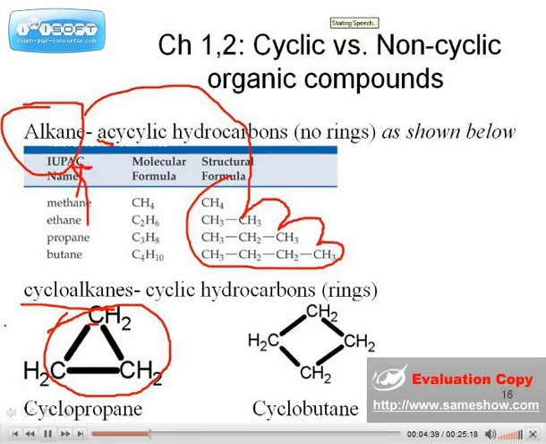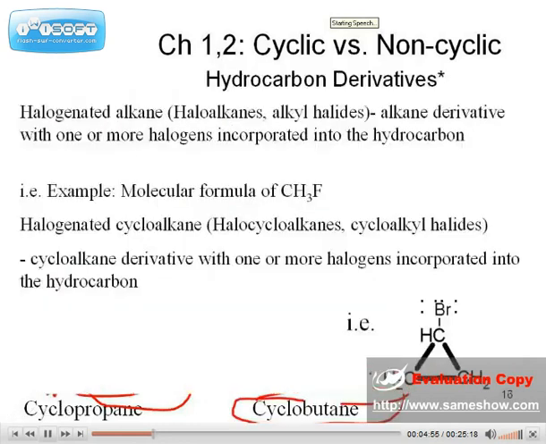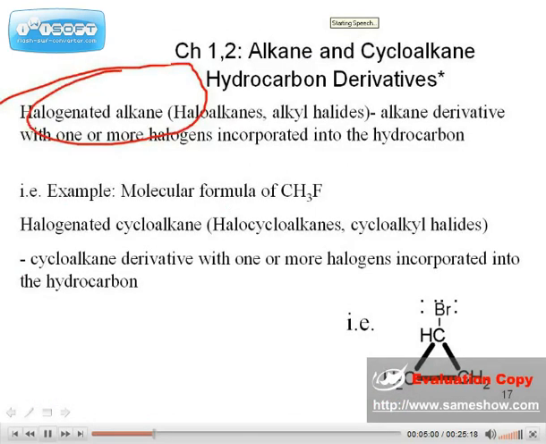So more terminology you need to know. Whenever we have a structure that's cyclic, then we like to put the word cyclo in front. Hence, this is a cyclopropane. And this one over here is a cyclobutane. You can also have halogenated alkanes. Notice how we're combining the words. Halogenated is any time when we put in a fluorine, chlorine, bromine, or iodine.